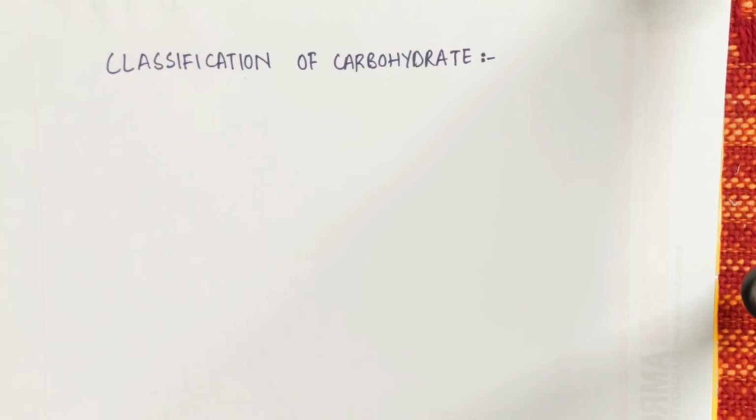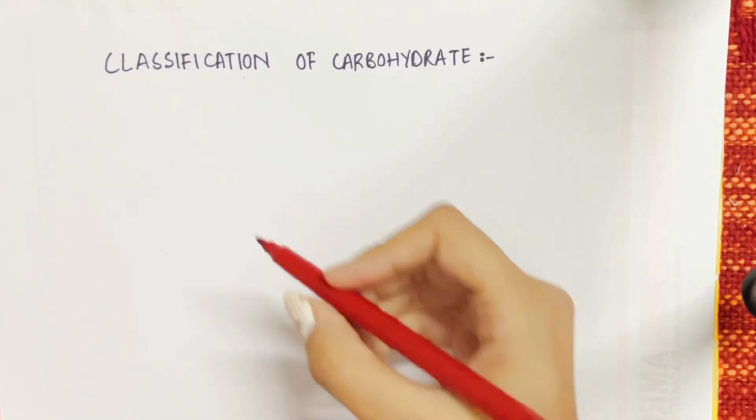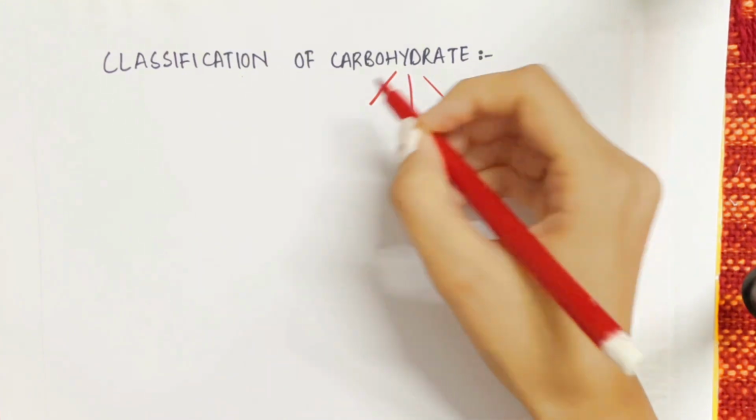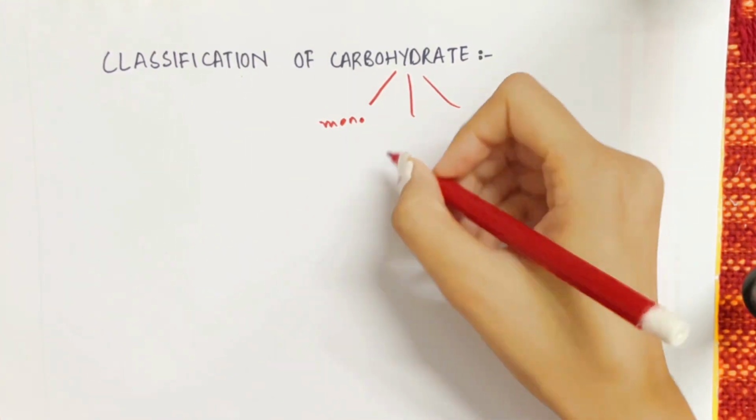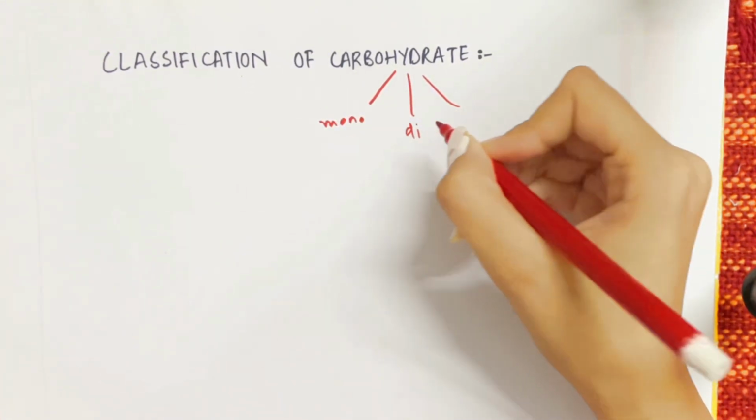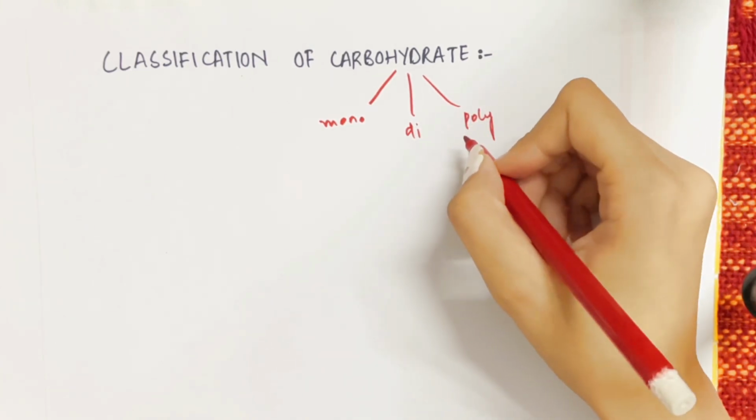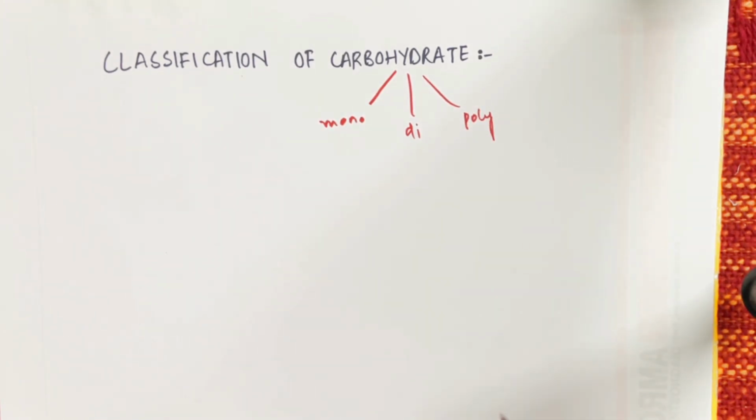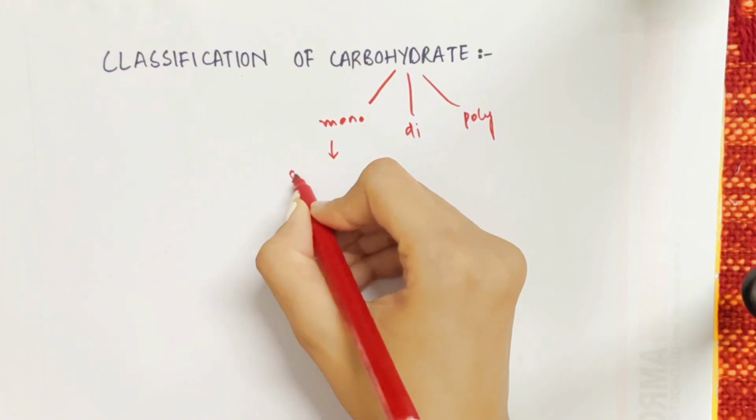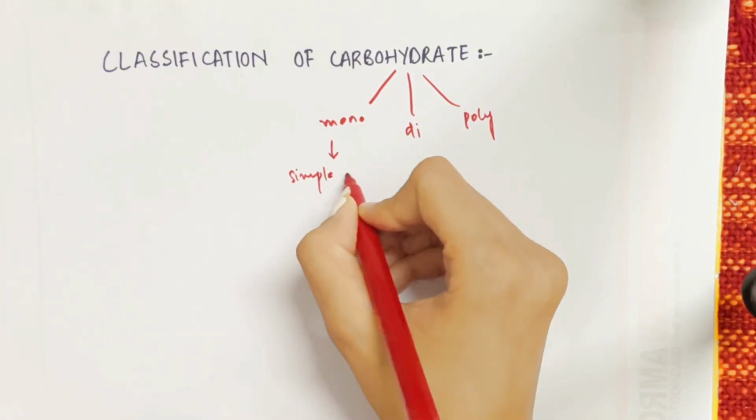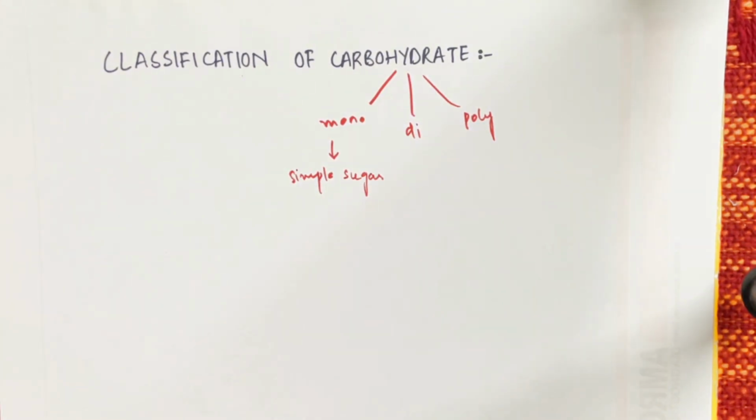The next topic we have is the classification of carbohydrate. When you talk about the classification of carbohydrate, it is simply divided into mono, that is the simple sugar, di, that is two molecules of sugar, and poly. The simple sugars are known as monosaccharides. Monosaccharides are the simple sugars which cannot be further classified. First, we're going to talk about the monosaccharide.